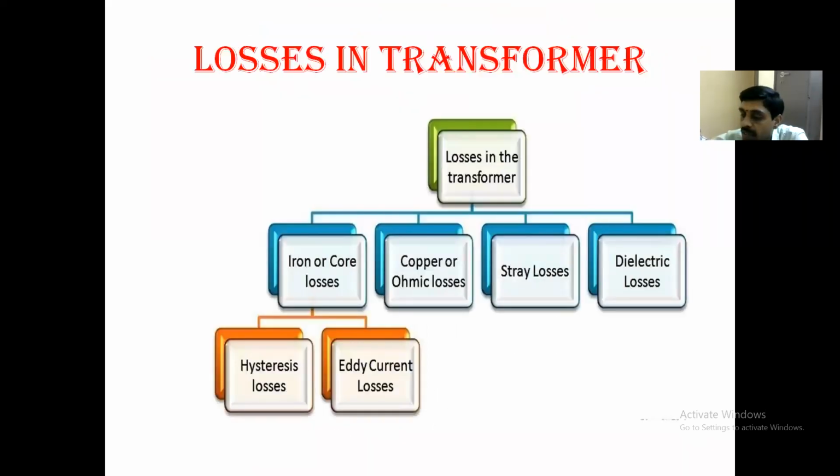So let us come to the discussion of the losses in a transformer, because before going to discuss voltage regulation and efficiency, first we will see what the losses are, then we will go to efficiency, then to the voltage regulation concept. We know the losses in the transformer: iron or core losses, which are divided into hysteresis and eddy current losses, copper or ohmic losses, stray losses, and dielectric losses. We can divide the losses into 4 categories.